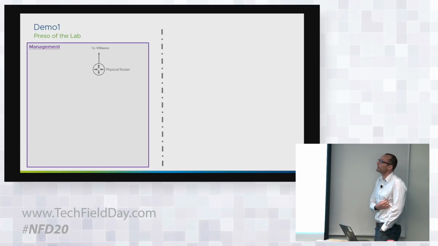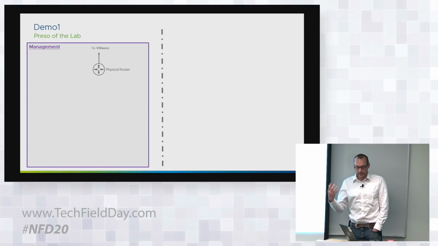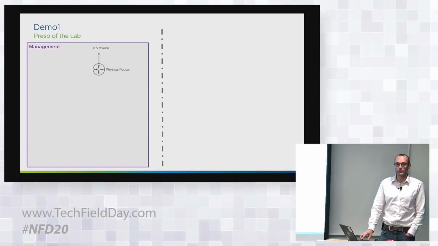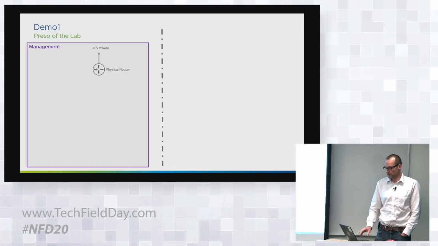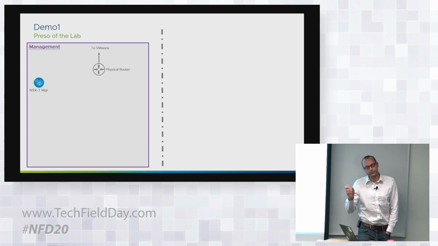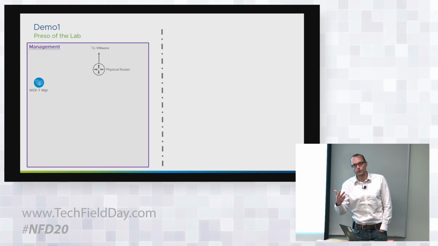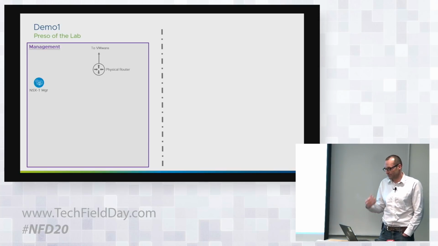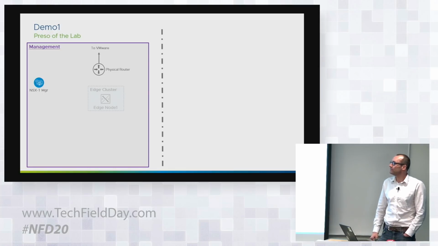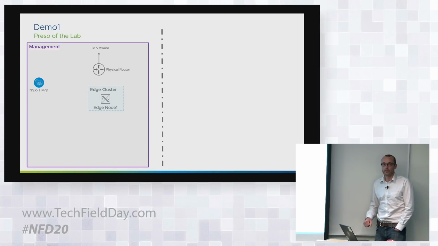So I'll show you my lab. In my lab, I have obviously a physical router. It could be Cisco, Juniper, anything you love. And I have my manager. It's a lab. In real life, you have 3 for high availability, but in the lab, who cares? So I have my manager. I have one edge node.